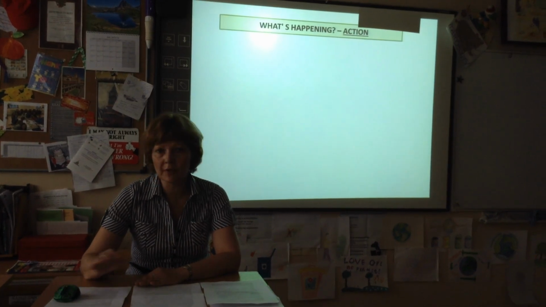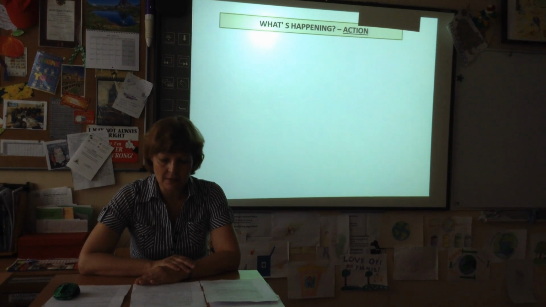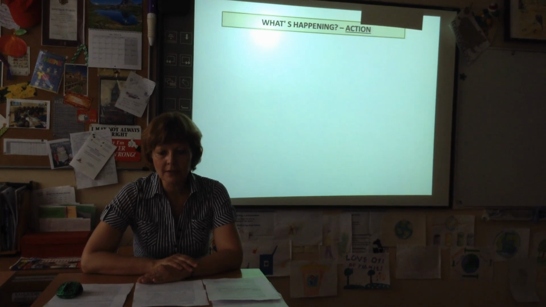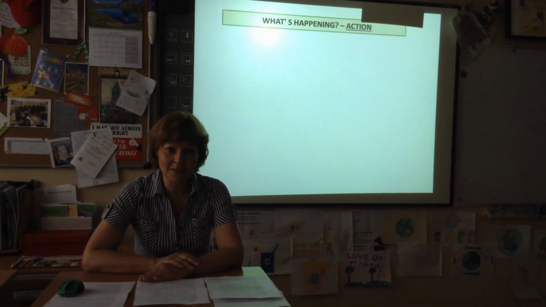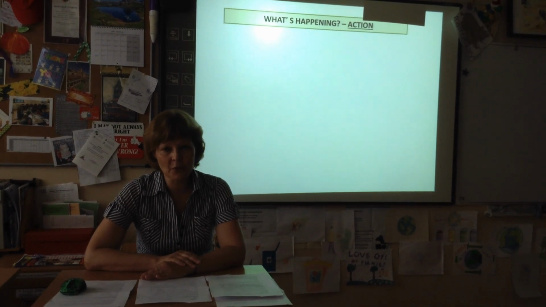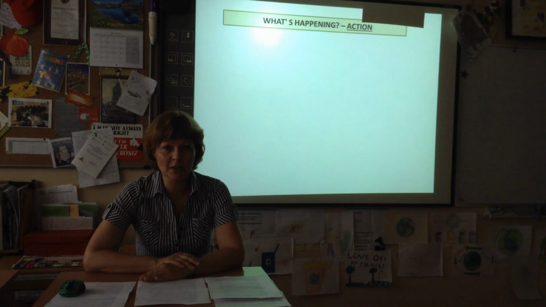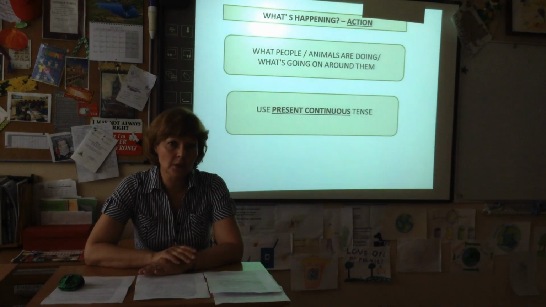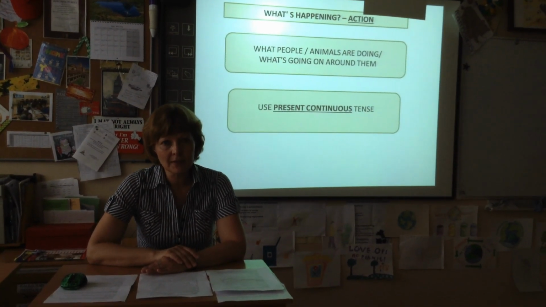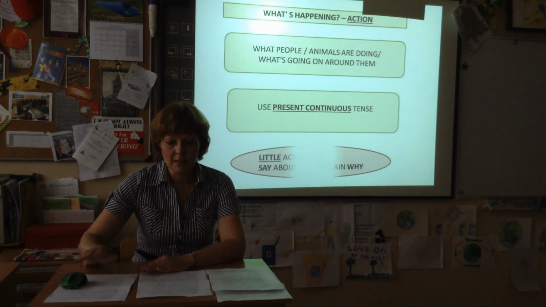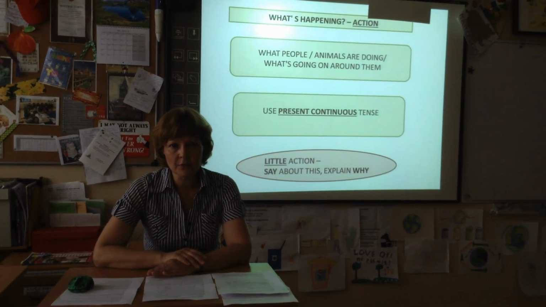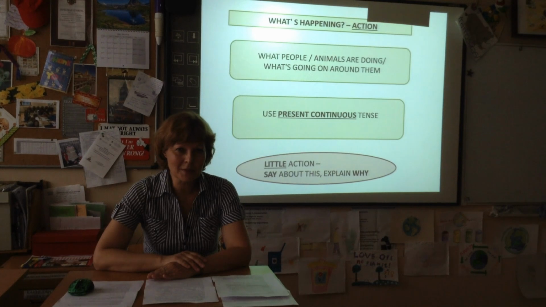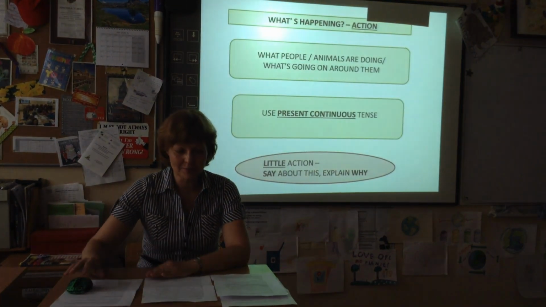The next part, however, is about actions. You have to answer the question, what is happening in the picture? You can guess that present continuous tense is appropriate here, as we are talking about what is happening in the picture, what people and animals are doing here, and what's going on around them. Even if there are not many actions, please mention this and give your reasons why it is so. Remember to talk about people's emotions and feelings.